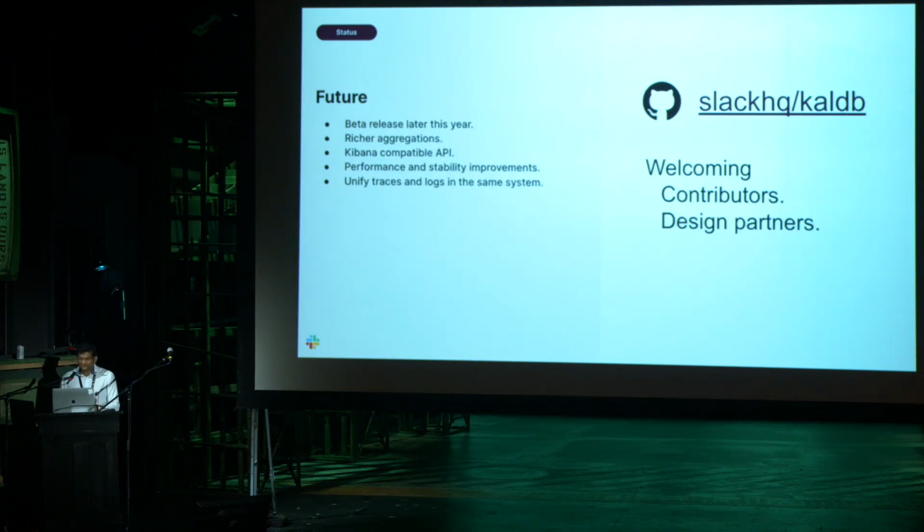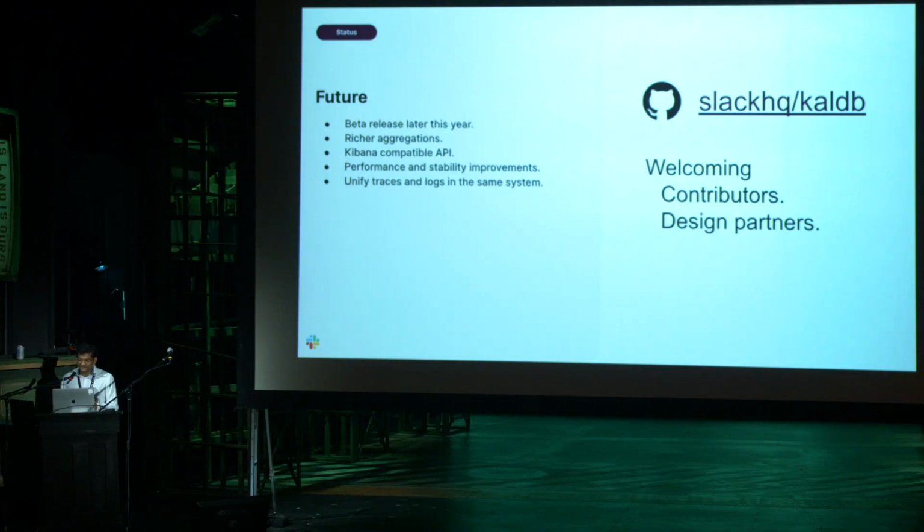In future, we are going to do a beta release later this year for everyone to use. Currently, the query API is a basic API for the Kibana front page, but in future, we want to add richer aggregations and also provide a Kibana compatible API so our users do not see any difference between this system and the existing system. Further, we want to do more performance and stability improvements as we go forward. We also have a big vision of unifying logs and traces into the same system in the future. Our project on GitHub is slackhq/KalDB. Please check it out. We are looking for contributors and design partners.